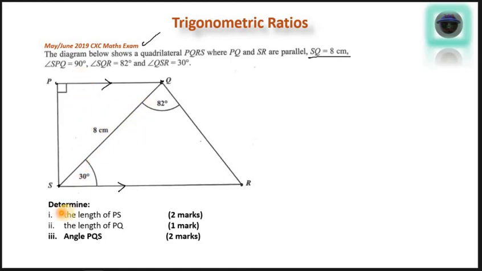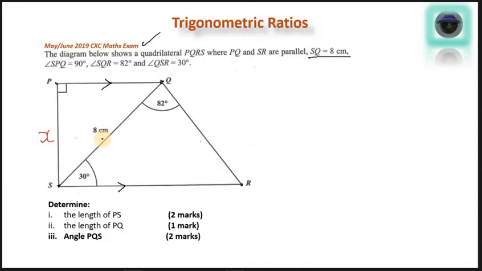Let's look at the question. It says determine the length of PS. So we want to find the length of this side here. Let me just put an X on this side so we can identify what side we're trying to find. We're trying to find the length of P to S. What is the measurement in centimeters? Okay, so let's see what we have so far. We have a 90 degrees angle, and we know this measurement here, which is 8 centimeters.